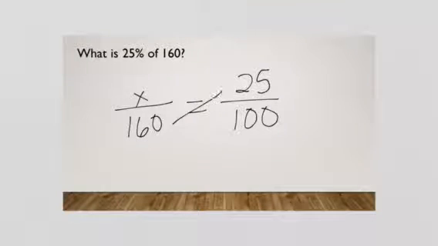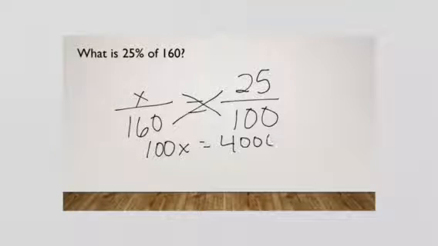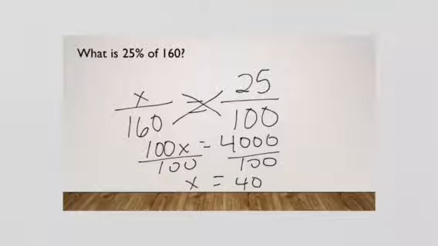Hey, remember our good old friend the proportion? That's right. We're going to cross multiply, and you're going to have to do 160 times 25 and find out that's 4,000. That's a big number. And then divide by 100. Divide by 100. So you'll do 4,000 divided by 100, and you'll get x equals 40. So when it asks this question, what is 25% of 160? Well, it's 40.